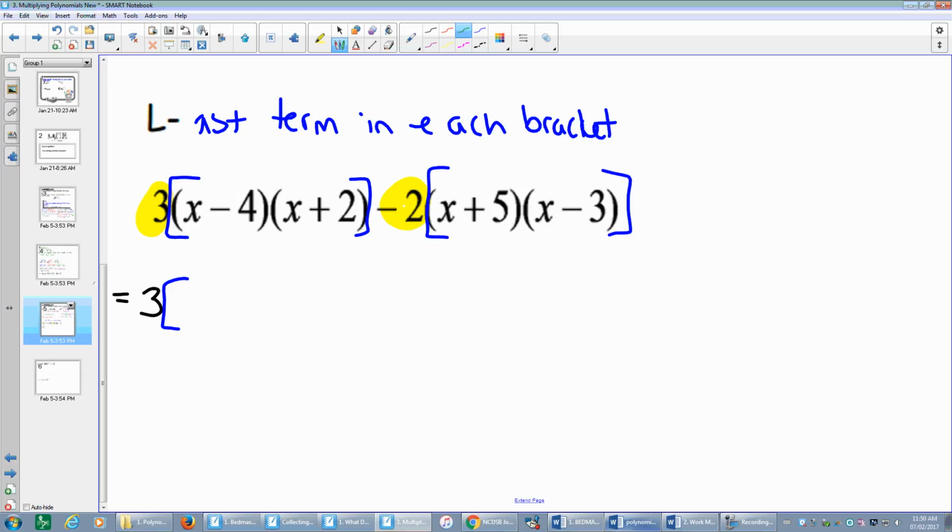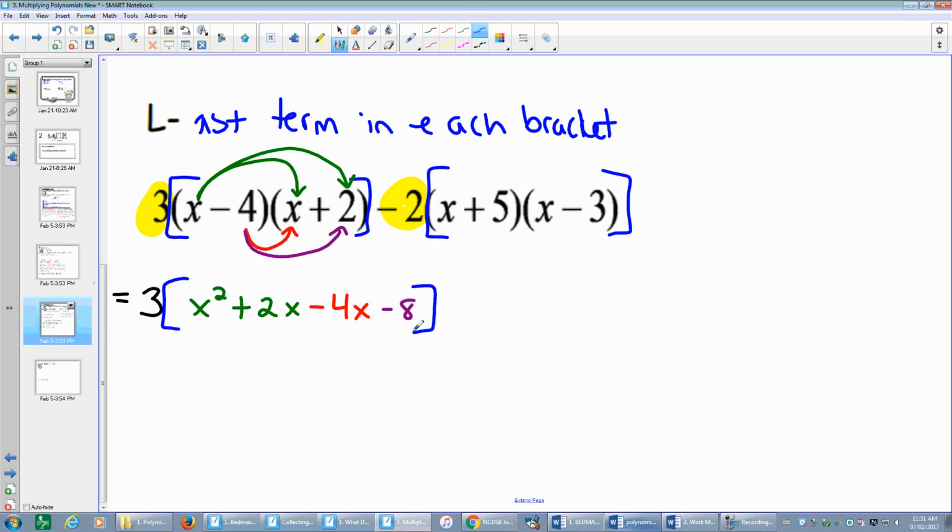So again, I'm going to multiply my first terms together. X times x gives me x squared. I'm going to multiply my outside terms together. X times positive 2 gives me positive 2x. I'm going to multiply my inside terms together. Negative 4 times x gives me negative 4x. And then I'm going to multiply my last terms together. Negative 4 times positive 2 gives me negative 8. Okay, I'm going to continue this.